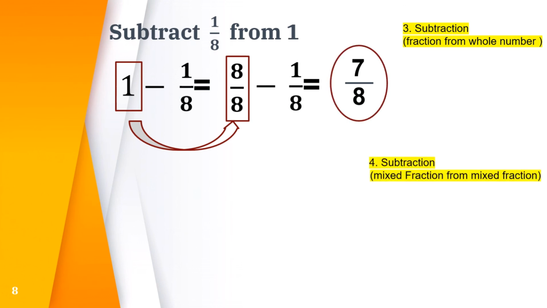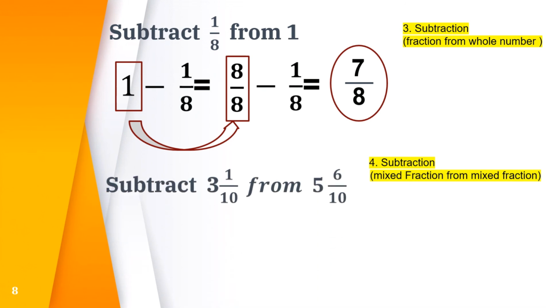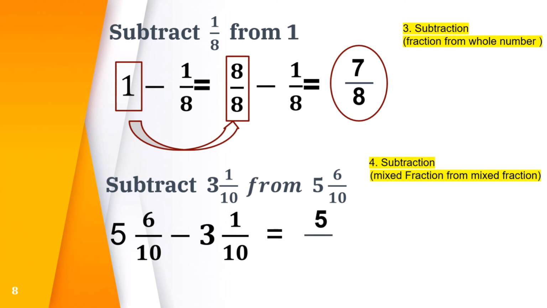Next is subtraction, mixed fraction from mixed fraction. Subtract 3 and 1/10 from 5 and 6/10. So, that is 5 and 6/10 minus 3 and 1/10. So, subtract muna natin yung numerator. 6 minus 1 is 5. Copy natin yung common denominator na 10. And then, i-subtract natin yung whole number natin na 5 minus 3. So, that is 2.